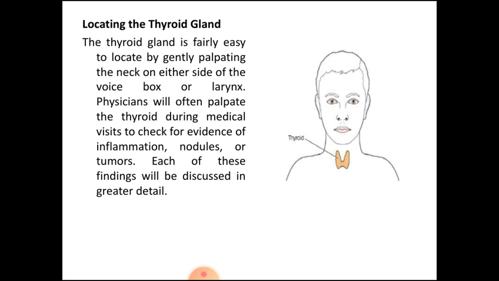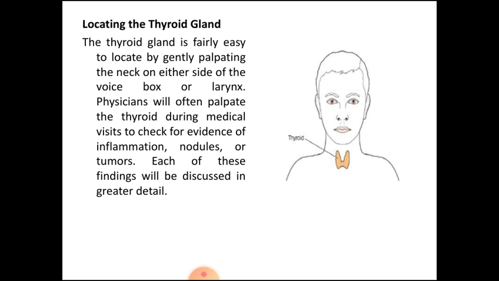Location: locating the thyroid gland. The thyroid gland is fairly easy to locate by gentle palpation of the neck on either side of the voice box, or larynx. Physicians will often palpate the thyroid during medical visits to check for evidence of inflammation, nodules, or tumors. Each of these findings will be discussed in greater detail.